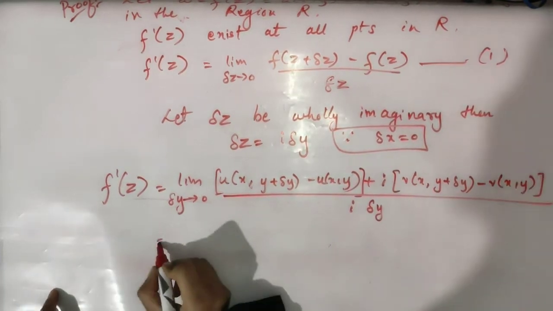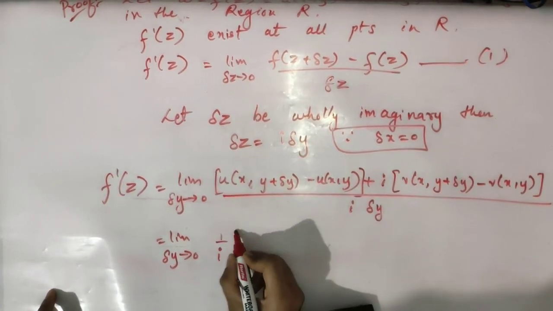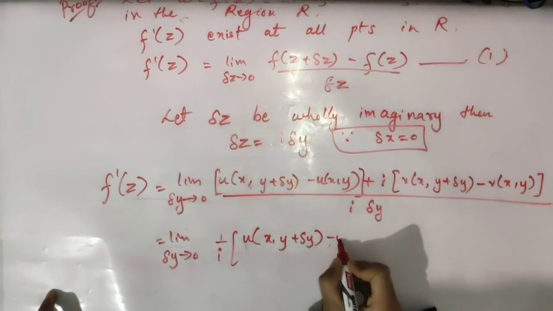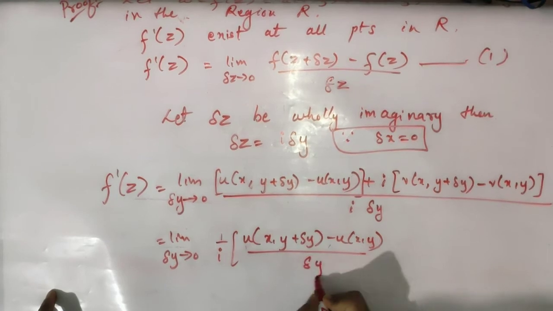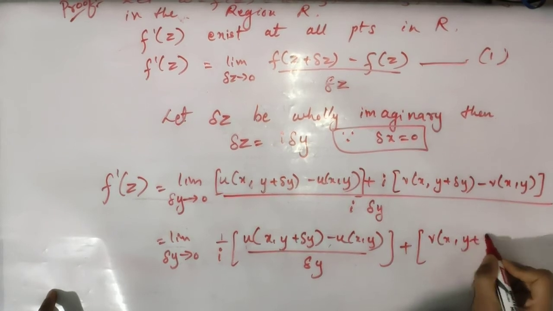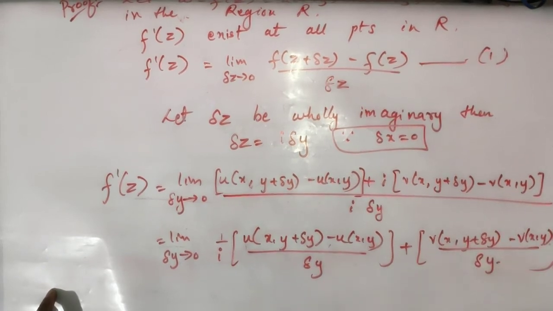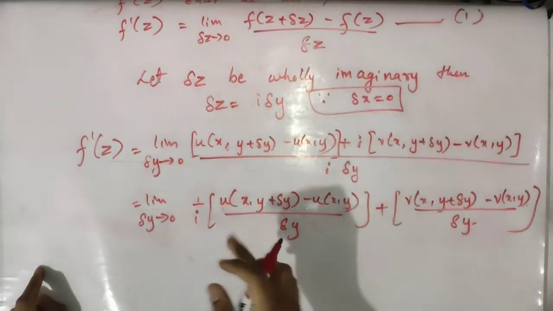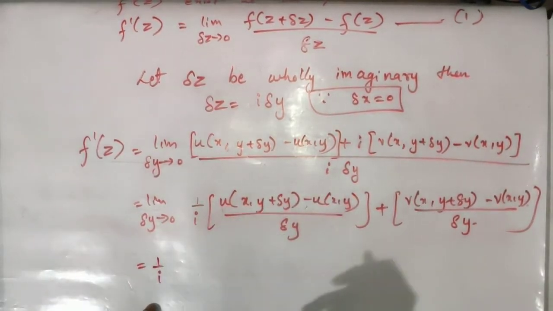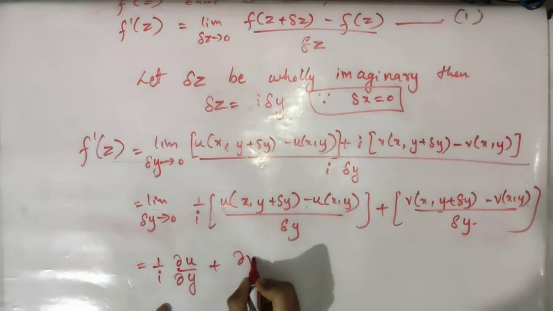Now limit as delta y tending to 0. Again separate that, so 1 by i as it is: u of x comma y plus delta y minus u of x y over delta y, plus i, which is getting cancelled, v of x comma y plus delta y minus v of x y over delta y, because anyway i got cancelled. Now if you have a look at this, 1 by i is anyway constant, get it outside. When you take this limit inside that bracket, it is dou u by dou y, and this one is dou v by dou y.